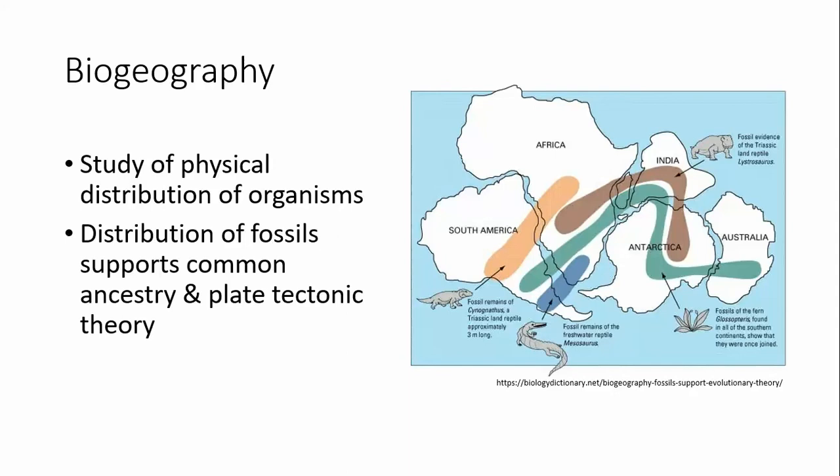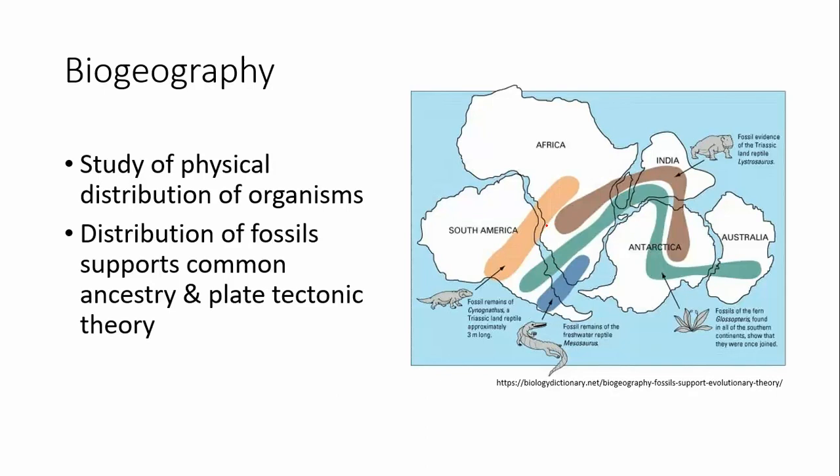Biogeography is also used as some evidence for evolution, and it fits very closely in with plate tectonic theory. So biogeography looks at the physical distribution of organisms. Where were they found? If we look in the fossil record and we look at where fossils of certain species were found, it helps us piece together what continents may have once been very closely and physically connected. So for example, back in the day when Pangaea was the supercontinent that contained all modern land masses, South America and Africa fit together almost like puzzle pieces.